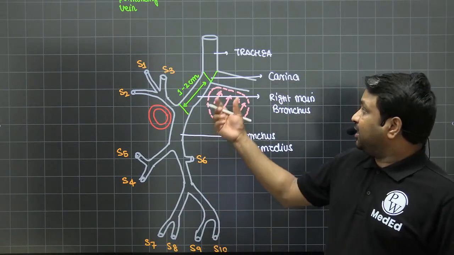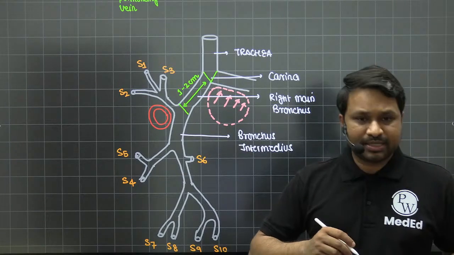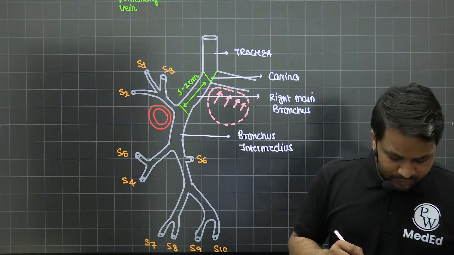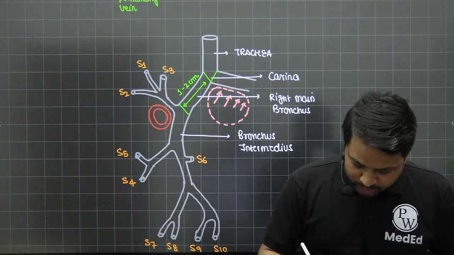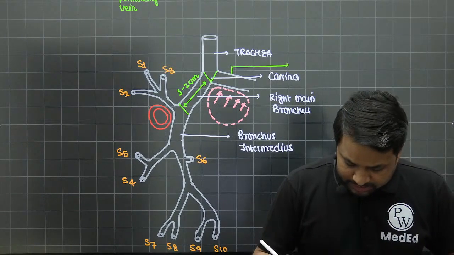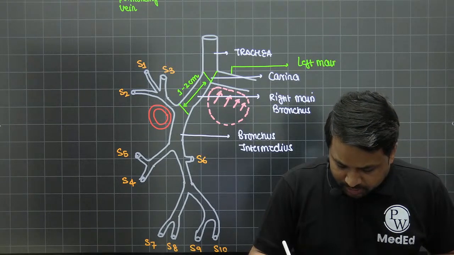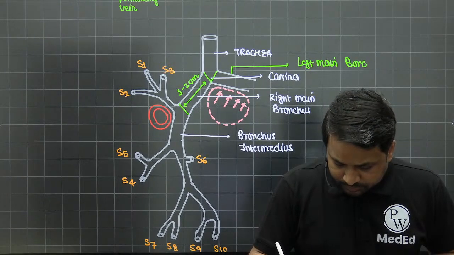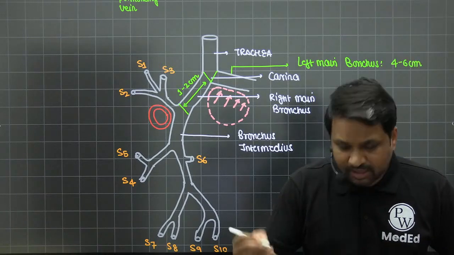On the other hand, your left main bronchus is quite longer. The left main bronchus is going to be at least 3 or 4 times its initial value, right? So let's say the left main bronchus is going to measure anywhere between 4 to 6 centimeters. So it is quite long.